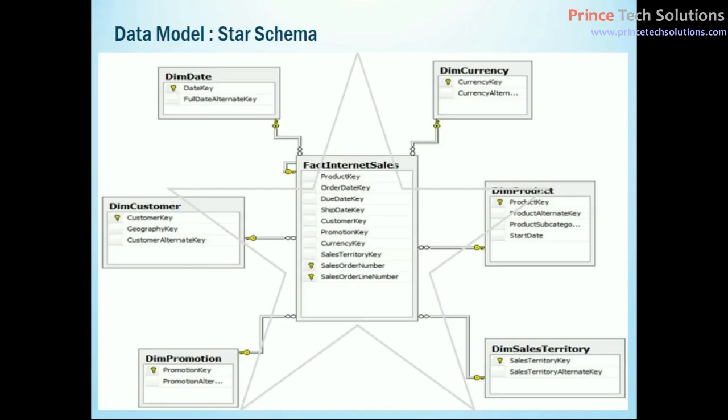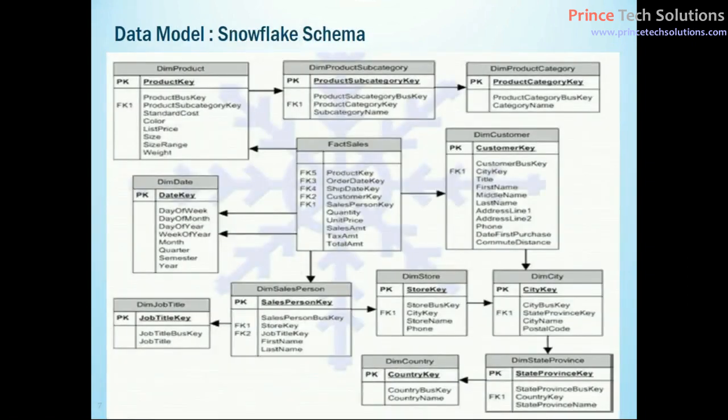Now moving into Snowflake schema. Here it is a sales fact. Suppose quantity, unit price, sales amount, tax amount, total amount is a sales fact, and the rest of all are the dimensions. So we have to see how many dimensions are directly connected to the fact. So this is a Snowflake schema. I have four dimensions around it: one is product, second customer, third salesperson, fourth date.